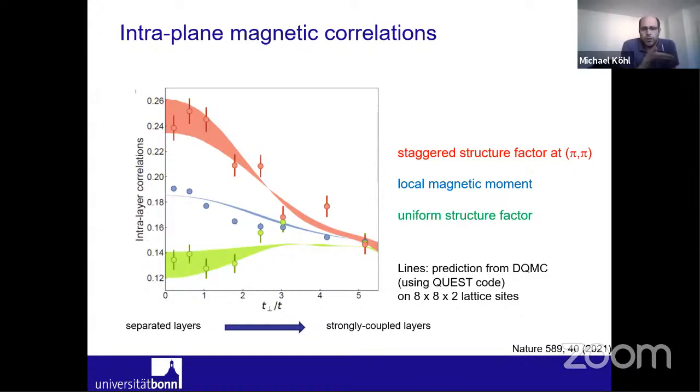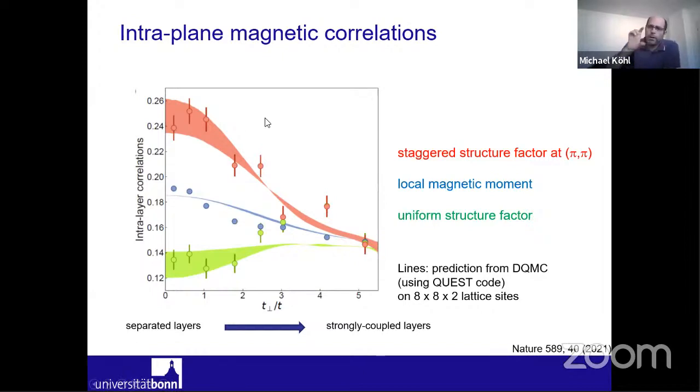And we can confirm that we indeed have correlations, so that this number actually means something, by comparing to the local magnetic moment, so just the on-site magnetization, which is just the probability of singly occupied sites essentially, and to the uniform structure factor, that is the structure factor at zero wave vector. And you see that for zero coupling between the layers, we have an excess staggered magnetization, and the uniform structure factor is suppressed as compared to the local moment, precisely as you expect.